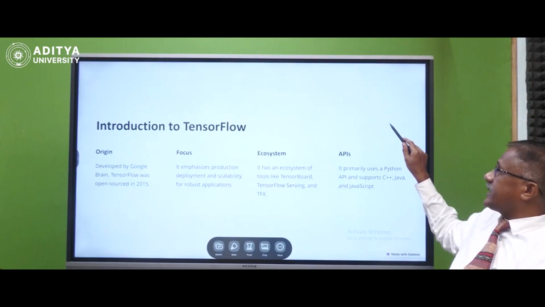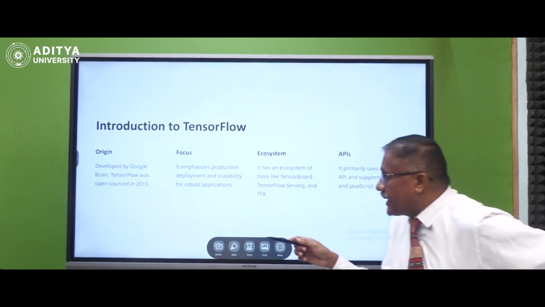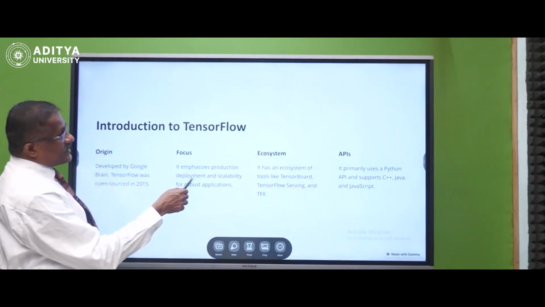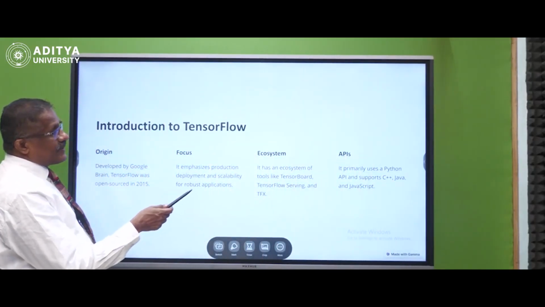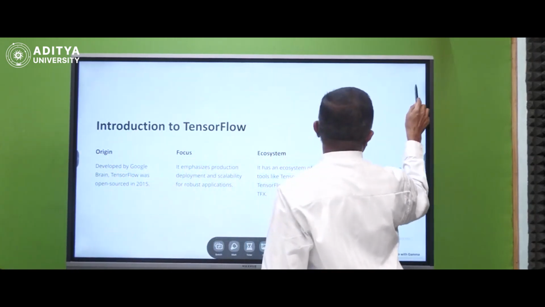Now, the machine learning introduction. TensorFlow was originally developed by Google Brain. TensorFlow was open sourced in 2015. It focuses on production deployment, ecosystem, and API. That is TensorFlow.